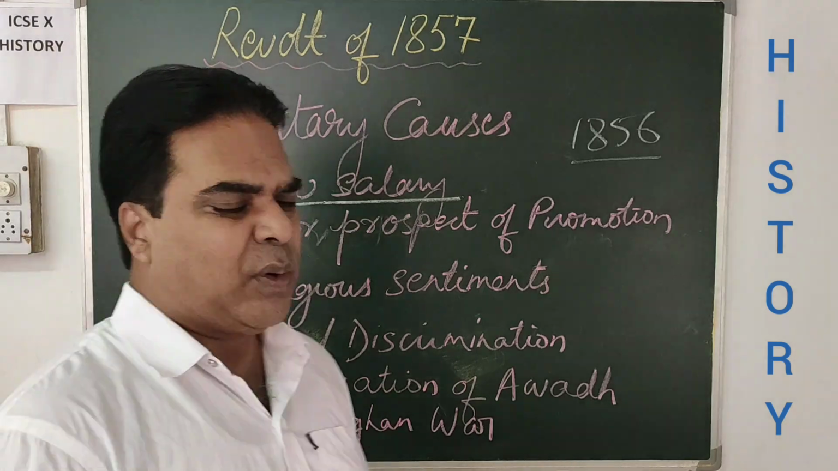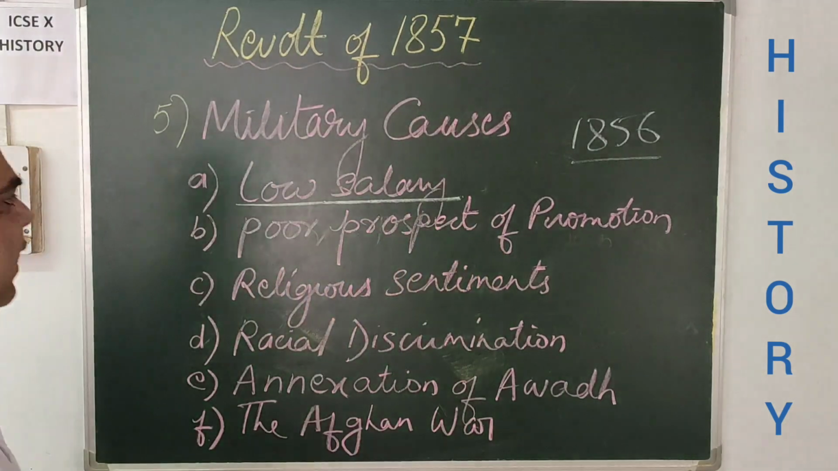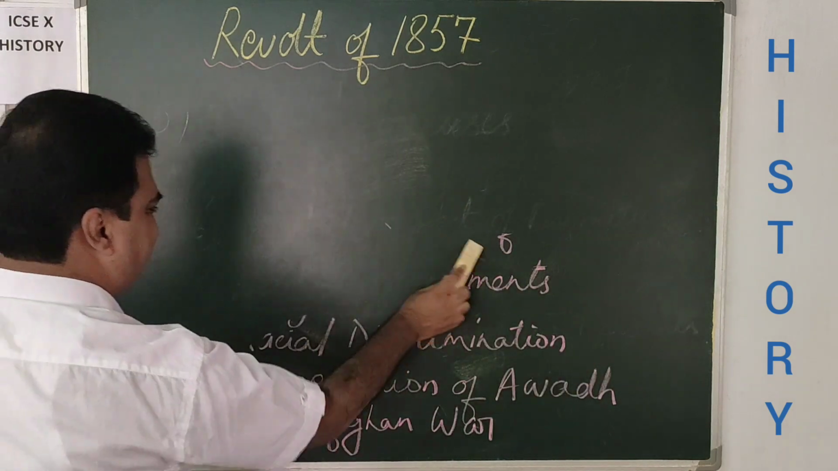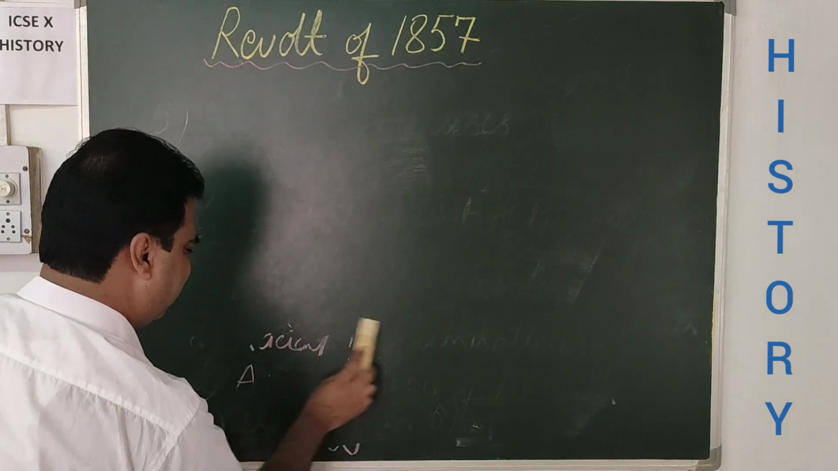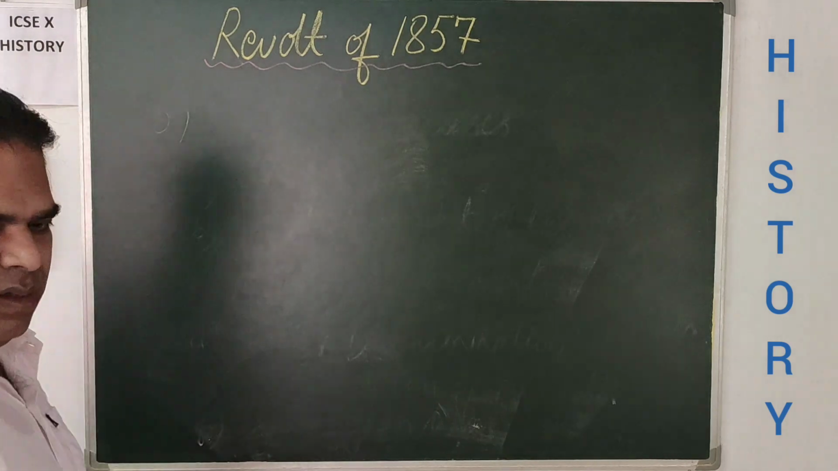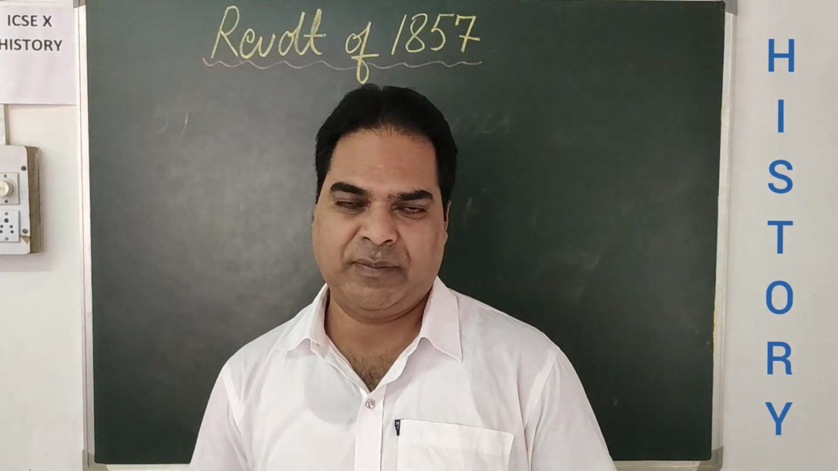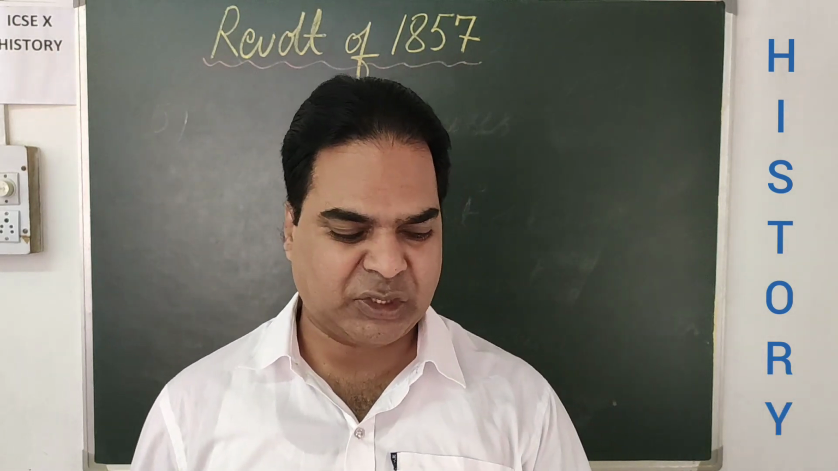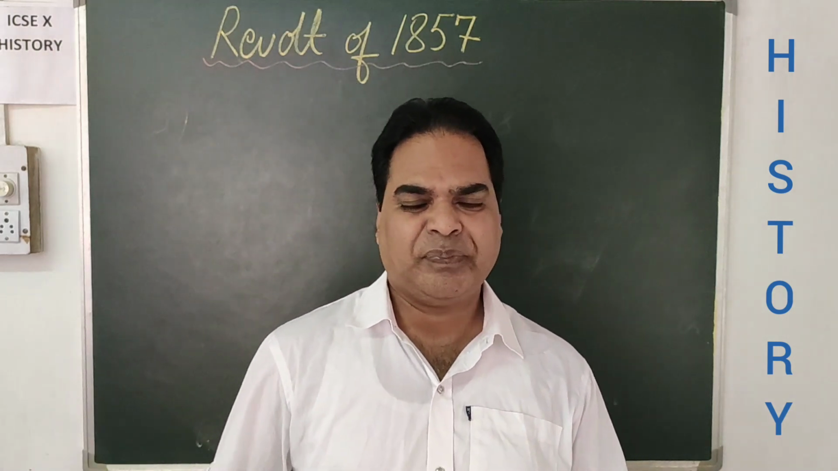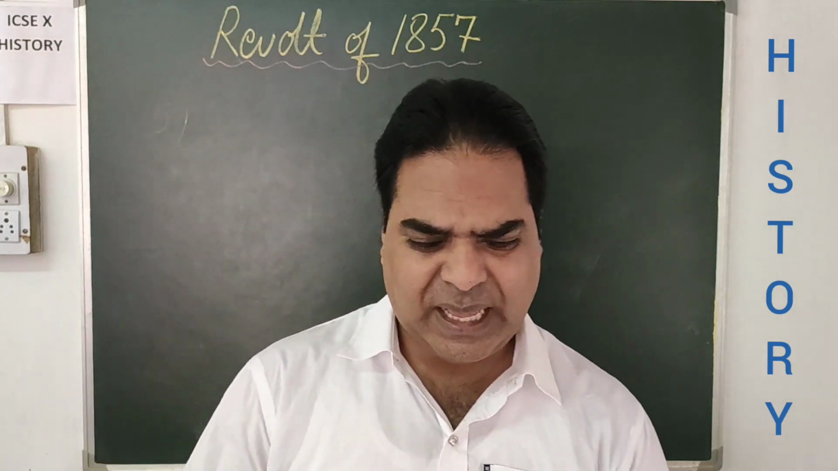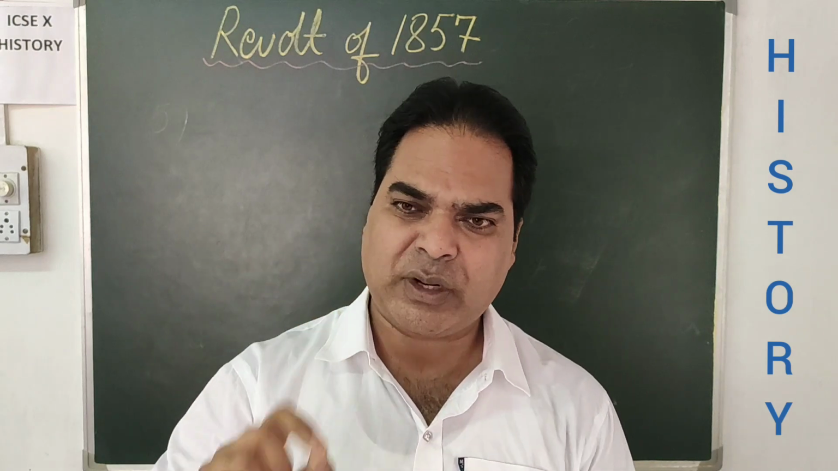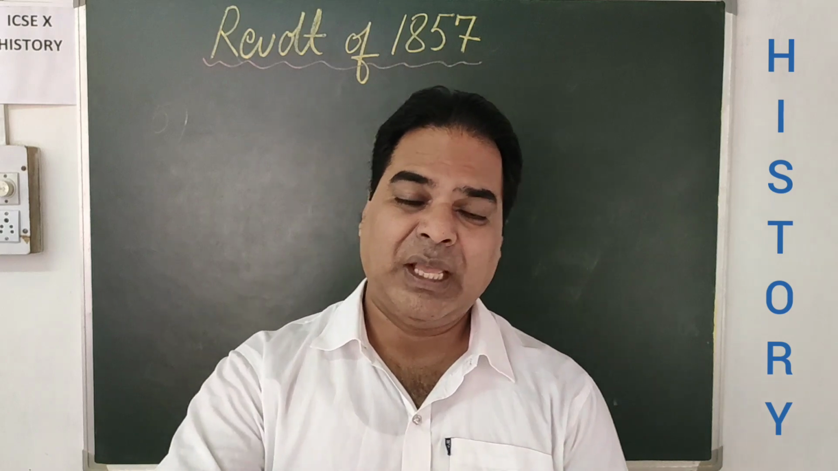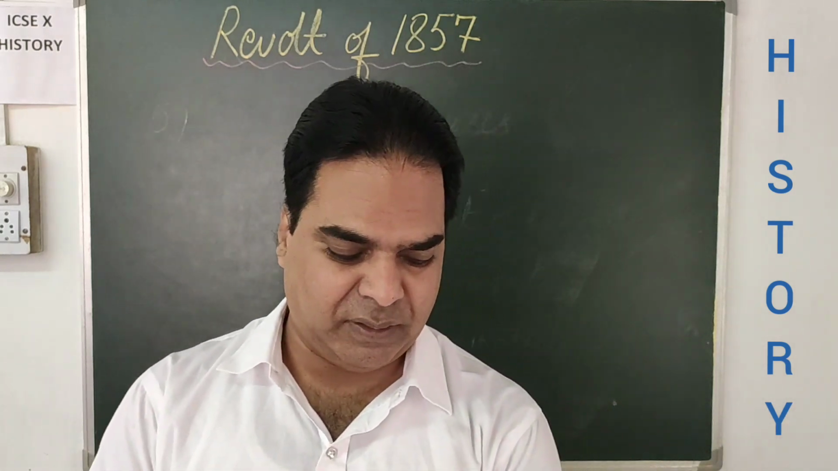And the last one is, let me tell you, the immediate cause. So a lot of causes: political causes, economic causes, social and religious causes. Apart from that, what was the most important cause which triggered the revolt of 1857? And that was the introduction of the Enfield rifle.